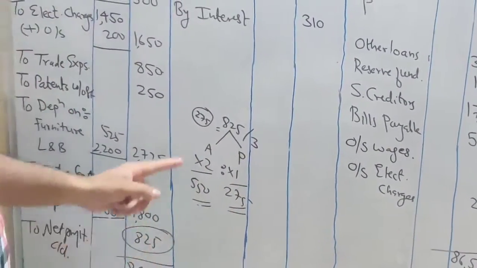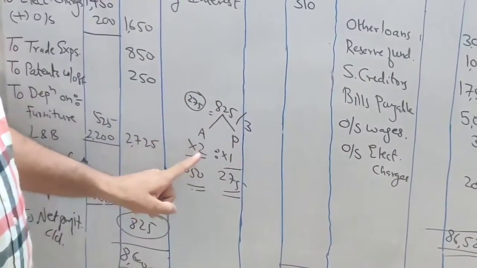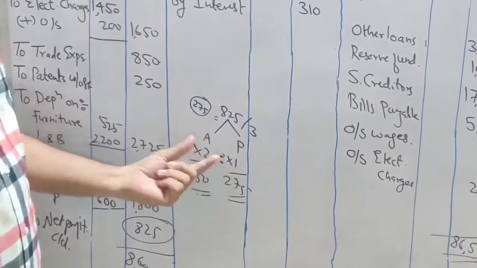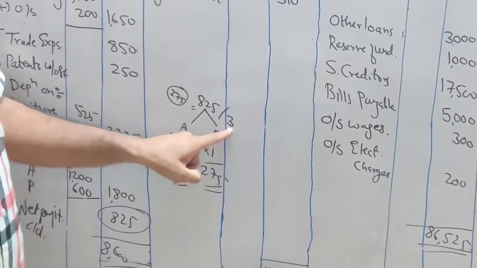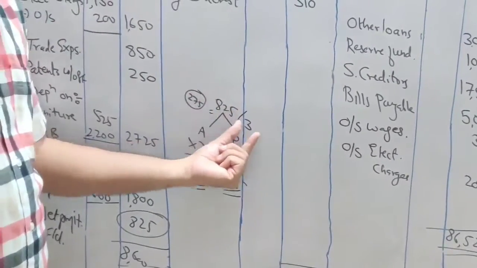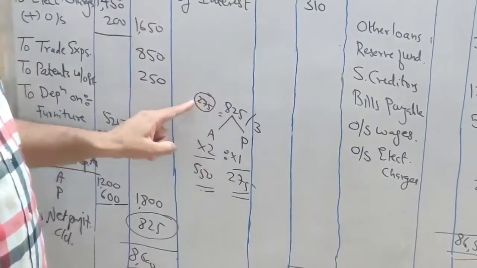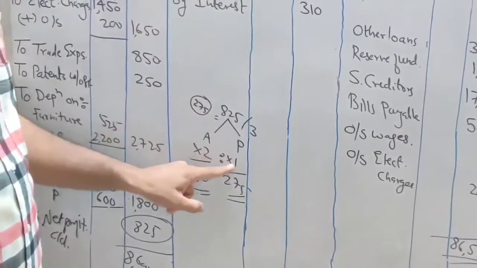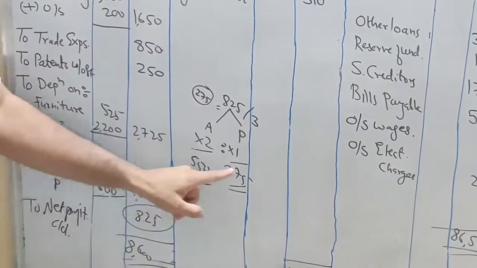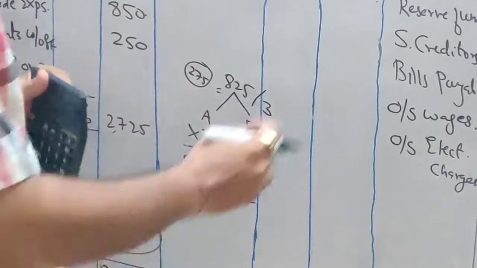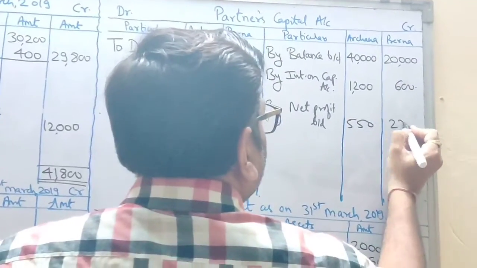I am explaining again, students. Your net profit is to be divided between Archana and Prerna. The given ratio in the question is 2:1. You take the total of the ratio, 2 plus 1 is 3. So you divide your net profit by the total of the ratio, 3. After getting the answer, you multiply it by the share of partner Prerna, 1, and the share of partner Archana, 2. This is the divided profit. Now write these amounts in the respective columns, 550 and 275.